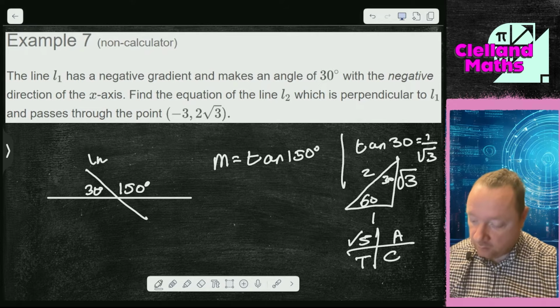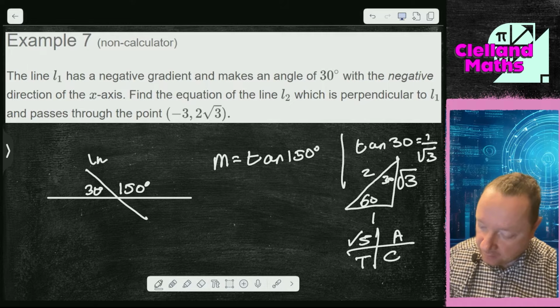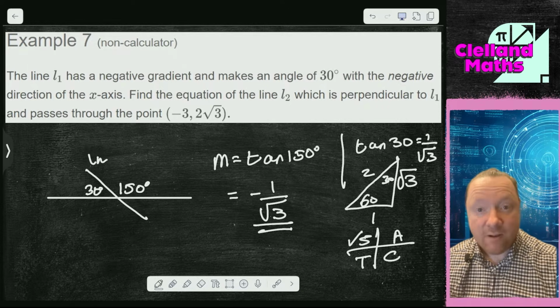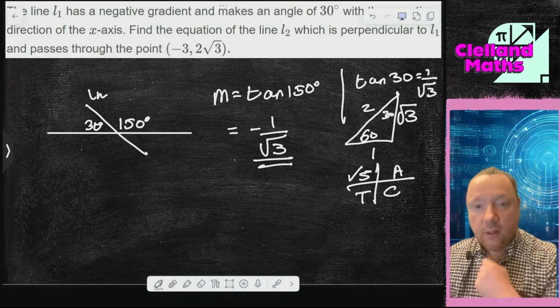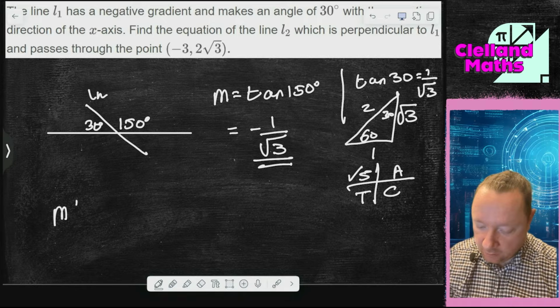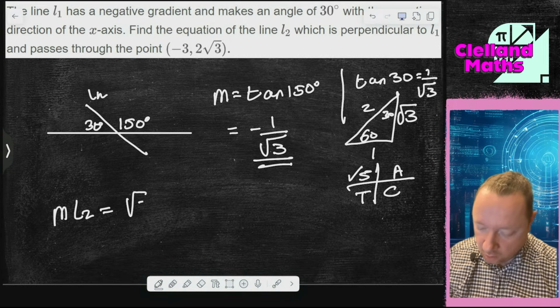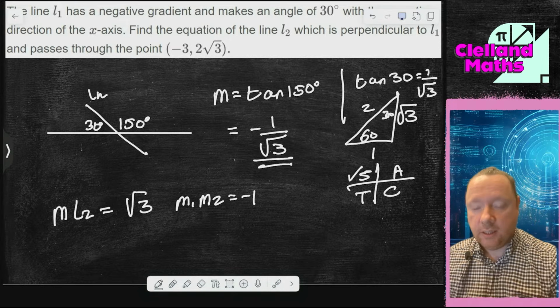150 is here, where tan is negative, because it's S. So that means that the tan of 150 is minus 1 over root 3. So we get that. Now we can move on to our next stage, which is to say that the gradient of L2 is equal to root 3, because m1 times m2 equals minus 1. You always need that statement.